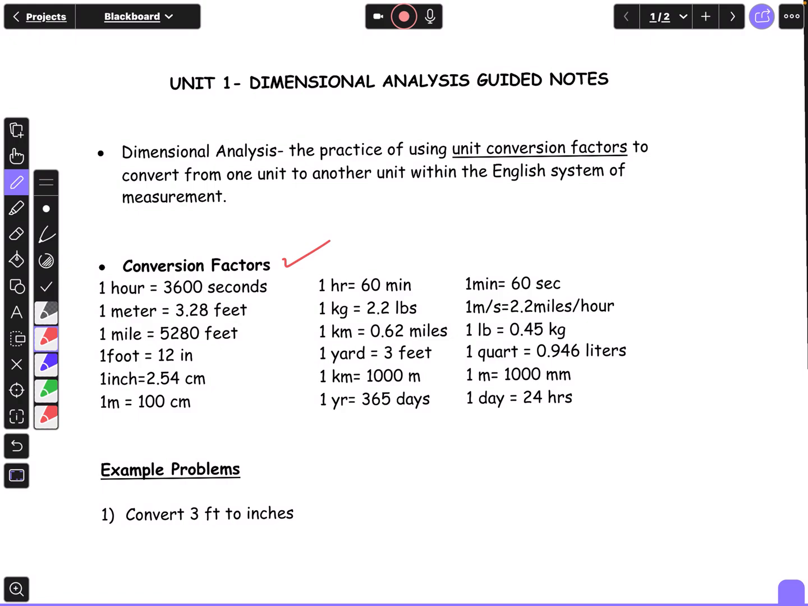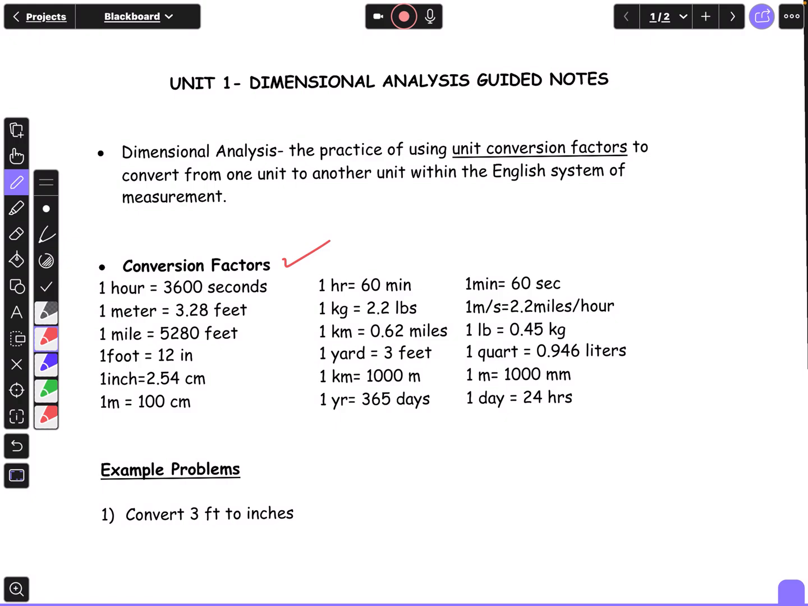And a conversion factor relates two different units together. So for example, if I was going to convert from hours to seconds, I would need to know that 1 hour is equal to 3,600 seconds. Or 1 hour is equal to 60 minutes and 1 minute is equal to 60 seconds. Another one's 1 meter is equal to 3.28 feet. 1 kilogram is equal to 2.2 pounds. Then we have 1 mile is equal to 5,280 feet. 1 foot is 12 inches. 1 inch is 2.54 centimeters. 1 meter is 100 centimeters. 1 yard is 3 feet.